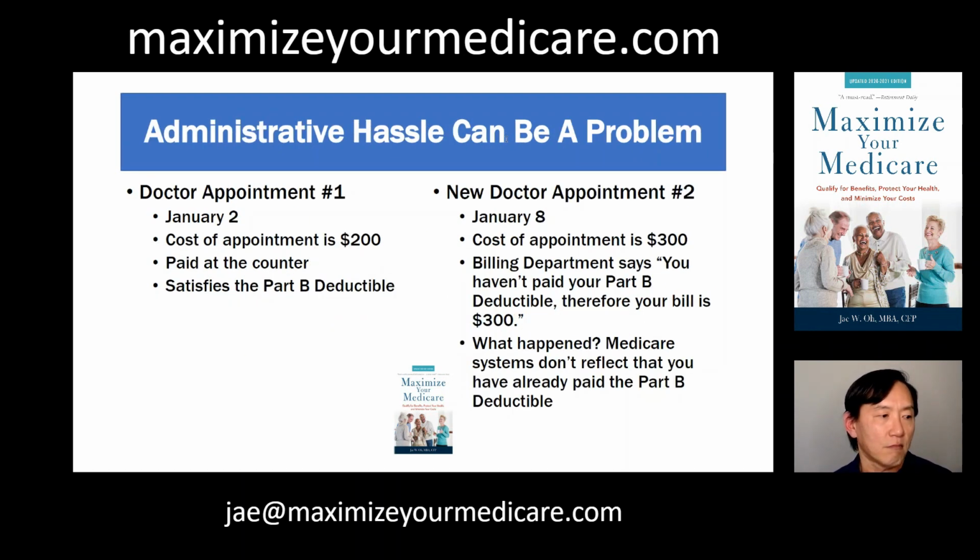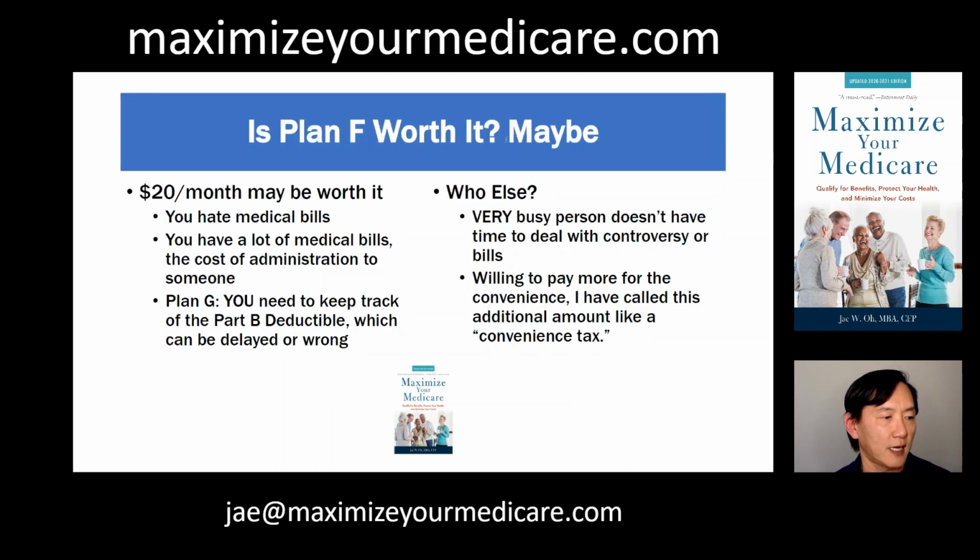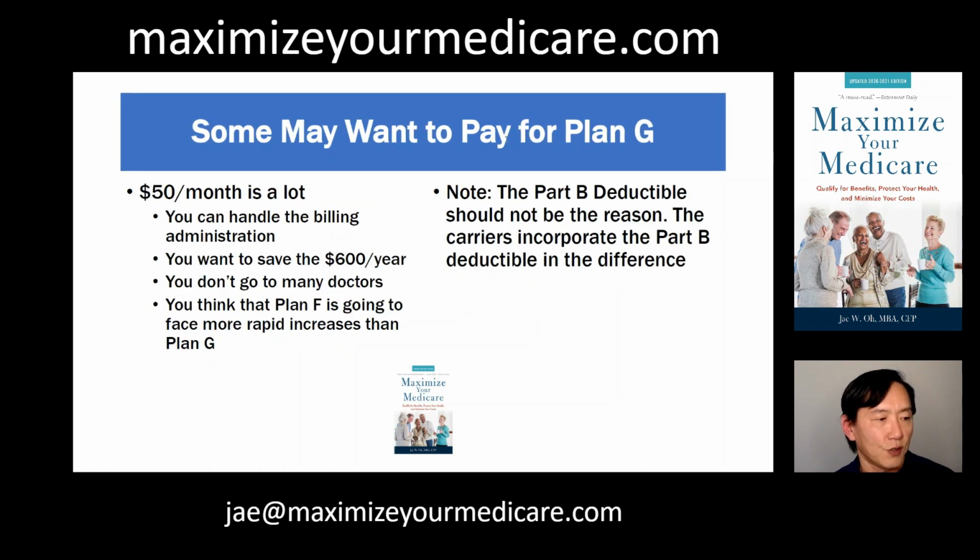So you can see this is certainly the case. Is the plan worth it? Nevertheless, there are some people who want to pay for Plan G, right? Depending on your market, depending on where you live, you can't identify this number. You can't identify how much the convenience tax is. It can be $50 a month. That's a lot of money, no question. I am not here to tell you what to do with $600. I'm pretty sure $600 is a lot of money.